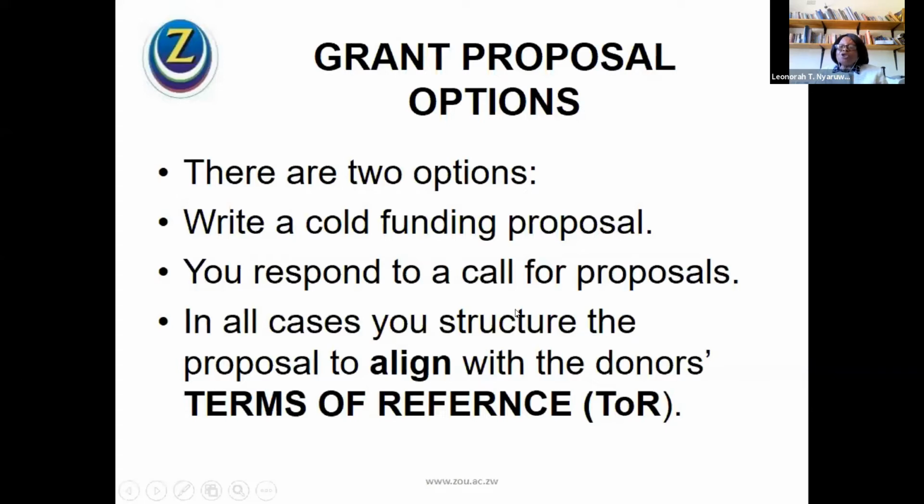Then you can also respond to a call for proposal. But in both cases, you have to structure the proposal to align with the donor's terms of reference, or you can call it their vision, or their mission, but you have to understand the donor's requirements.